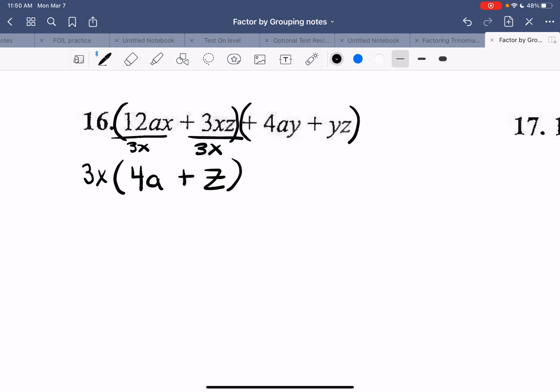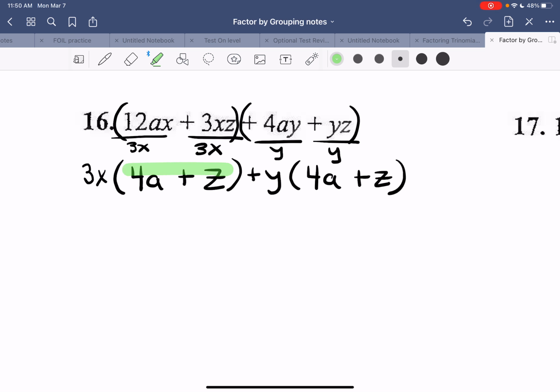So then my common factor over here I see is a y. And what I need to remember is that it's a plus y, a positive y. And when I divide that first term by y, I'm left with 4a. And if I divide the second term by y, I'm left with a positive z. So now we went from four terms at the top to two terms, and we have a GCF between the two terms, and it's this 4a plus z.